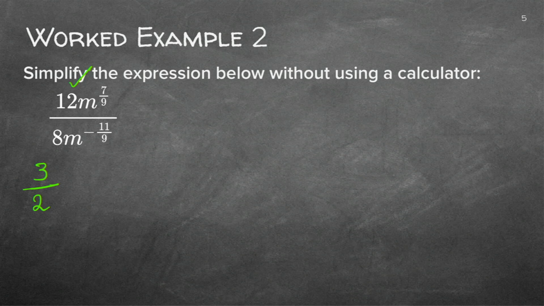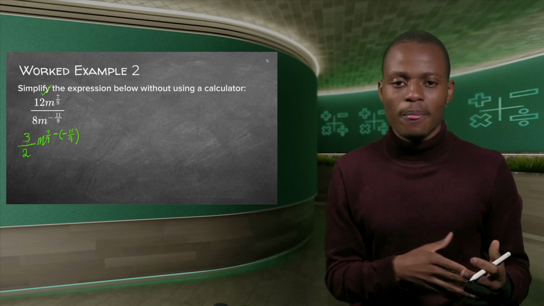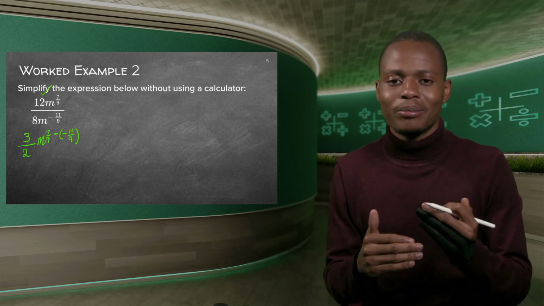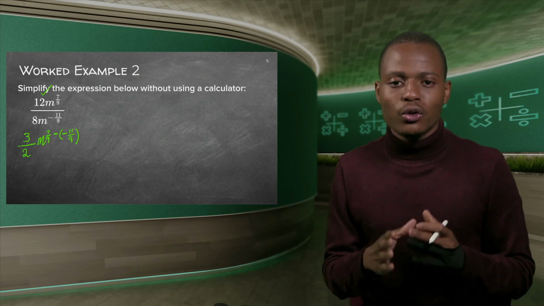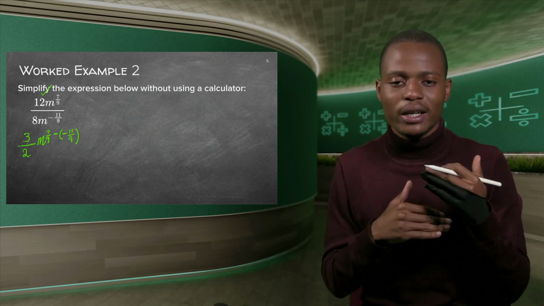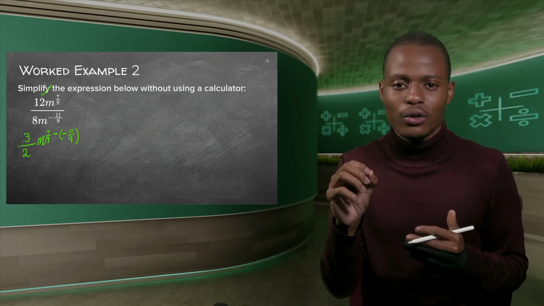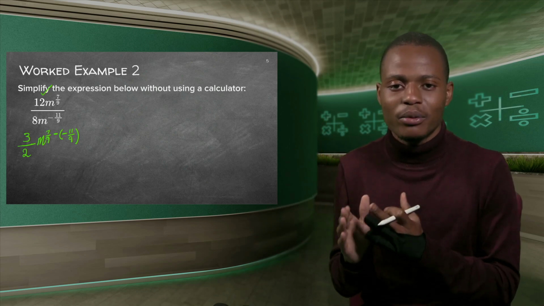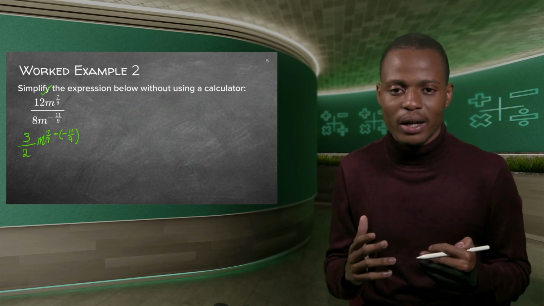And then we separate this for now and just say this is m to the power of 7 over 9 minus into minus 11 over 9. So what we did there, because we have m and m both sides, we take one m and subtract the exponents. So it's the normal laws of exponents, guys. If you are dividing, you take one value and you subtract the exponent. So you take the base and subtract the exponents.